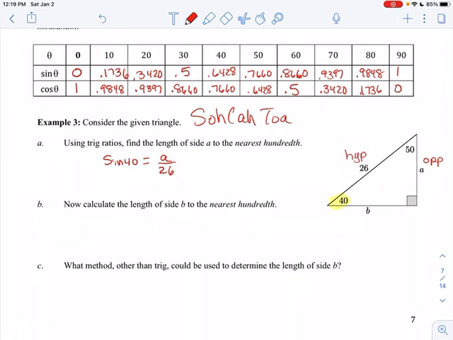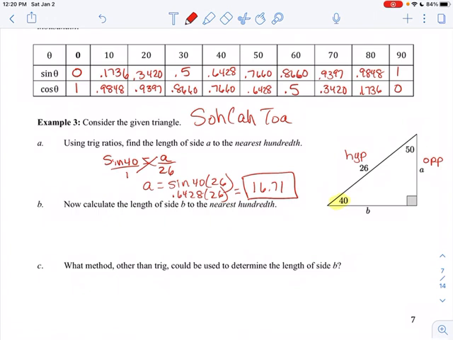Now you can find the sine of 40, we have it right up here, 0.6428, and then you can cross multiply. I like to cross multiply and get the variable by itself and then put it into my calculator. So basically I put a 1 under sine of 40, 1 times A is A, and I have sine of 40 times 26. So I can do that in my calculator. I already did sine of 40, it was 0.6428 times 26. And I want to find this to the nearest hundredth, which is 16.71.